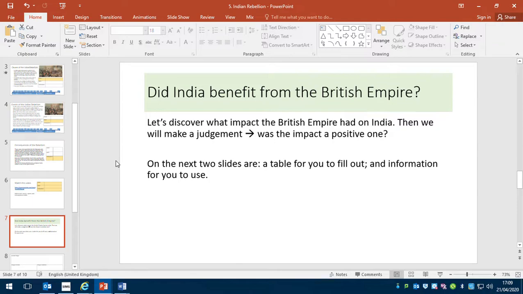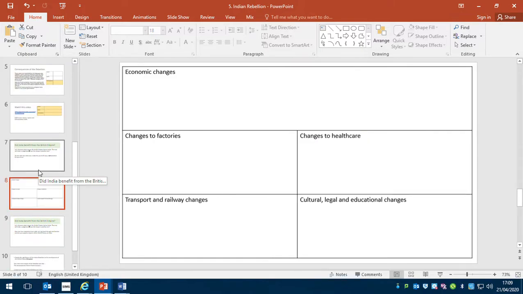So what we're going to do is have a look at the impact of the British Empire on India. We're going to try and work out whether it was a positive or a negative. I'm going to show you two bits of information. One is this one here, which is a table I want you to fill out with all the different changes that happened to India because of the British Empire.